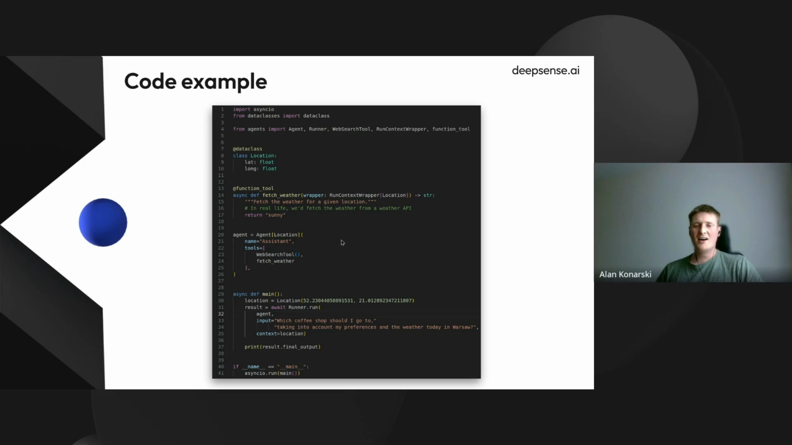And then having this agent, we are using a Runner class from the Agents SDK, which is a manager for running those agents, because we can have multiple agents in one run. By default, it's async, but there is also a synchronous version of the runner if you need it.